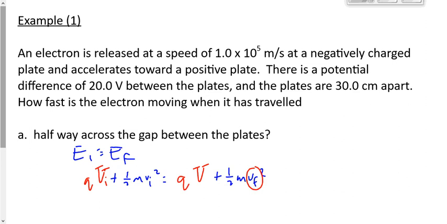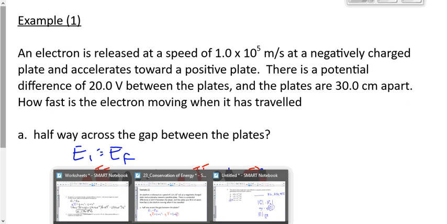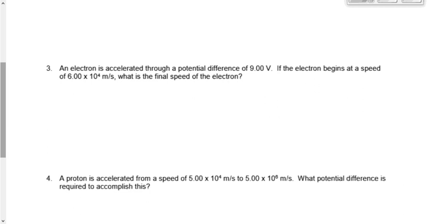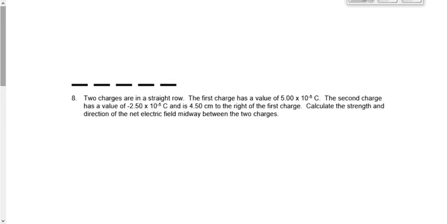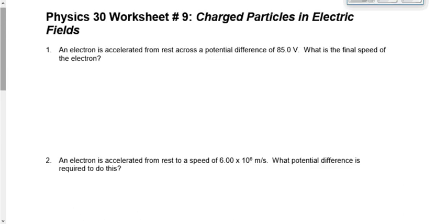You had one question that I asked you to work on last night. It was worksheet number 9, question number 1. The question says, an electron is accelerated from rest across a potential difference of 85 volts. What's the final speed of the electron? What's happening to this electron? Speeding up, slowing down?